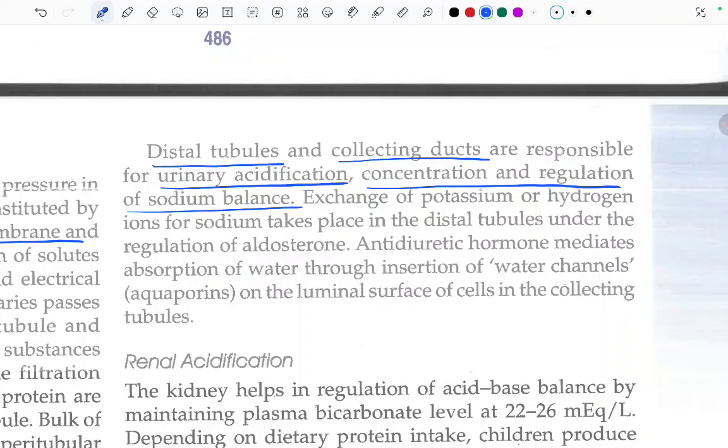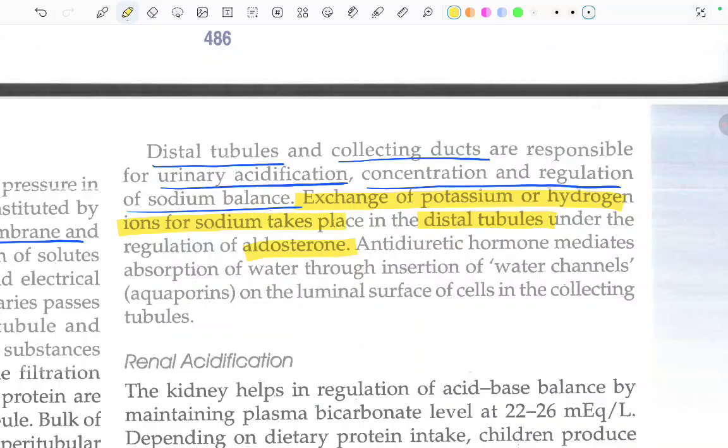Exchange of potassium or hydrogen ions for sodium takes place in the distal tubules under the regulation of aldosterone. We all know that, right? That aldosterone acts on the distal tubule, and it regulates the exchange of potassium and hydrogen ions for sodium.